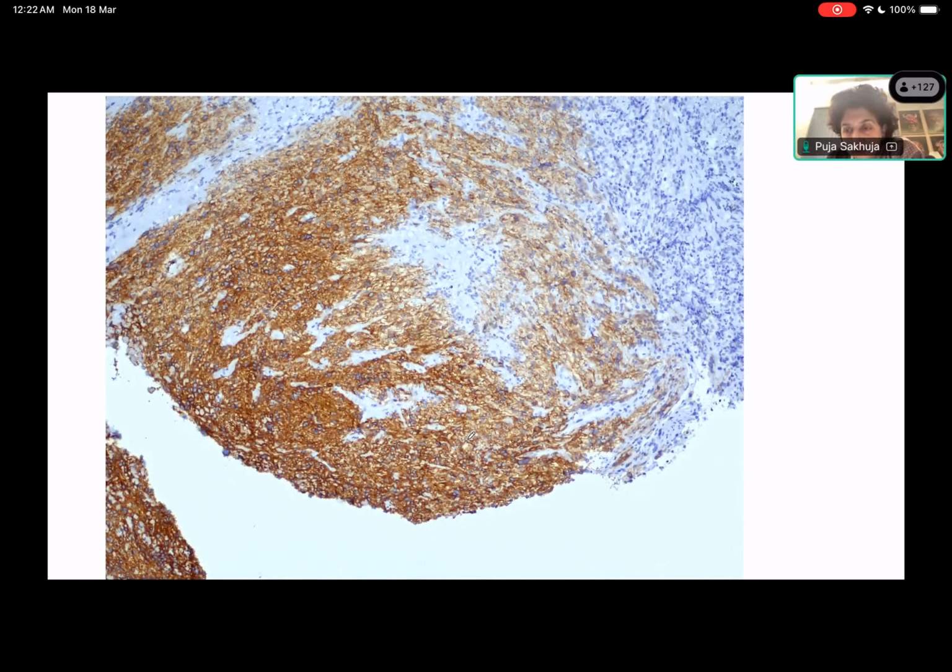And CD34? Yes, CD34 can be positive, correct. So CD34 can also be positive in GIST, and DOG1 and CD117 are of course maximally positive. Desmin will be negative. Only in less than 5% of cases is desmin positive.